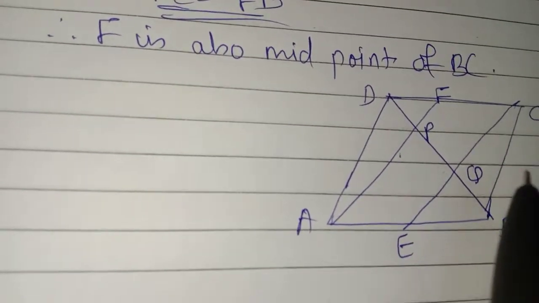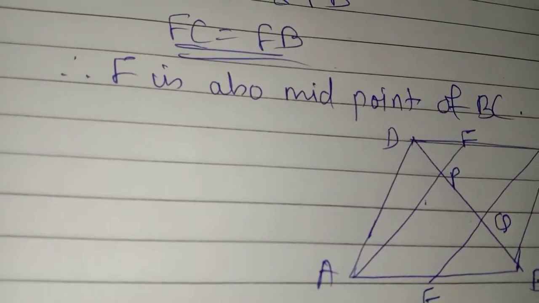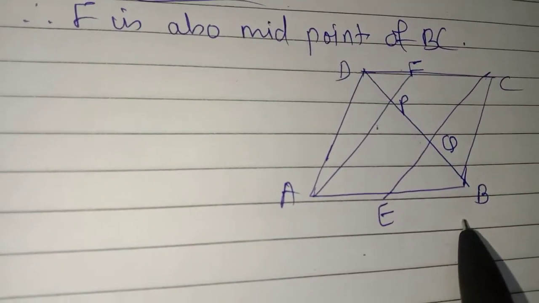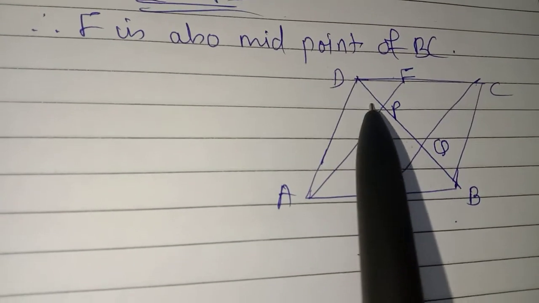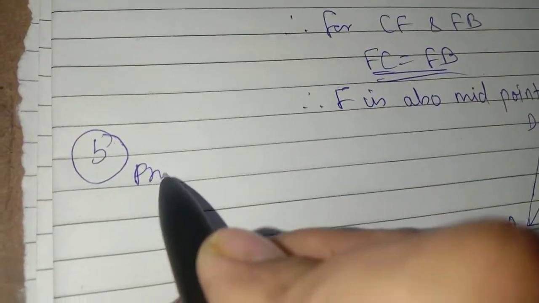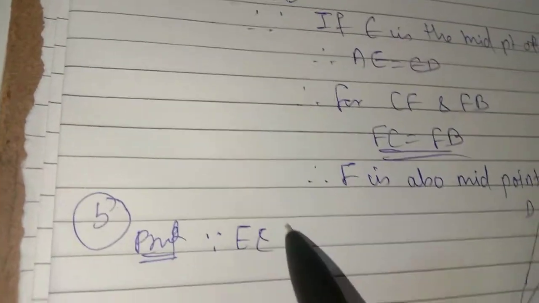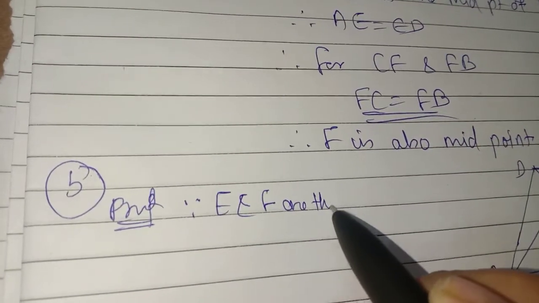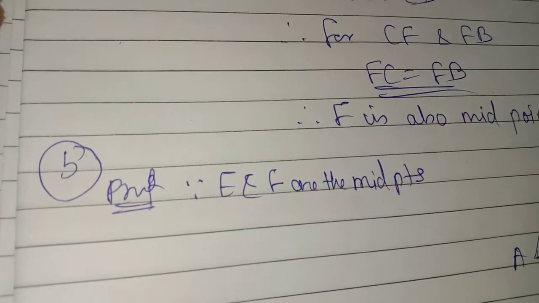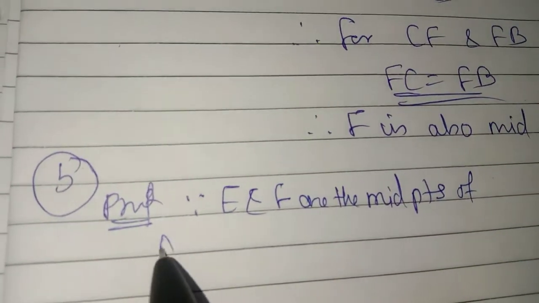That is, EC intersects this line AF and EC intersected by DB in such a way that all the parts should be equal. So we have the proof here. We will start the proof directly. We will write here, since E and F are the midpoints of AB and CD respectively.